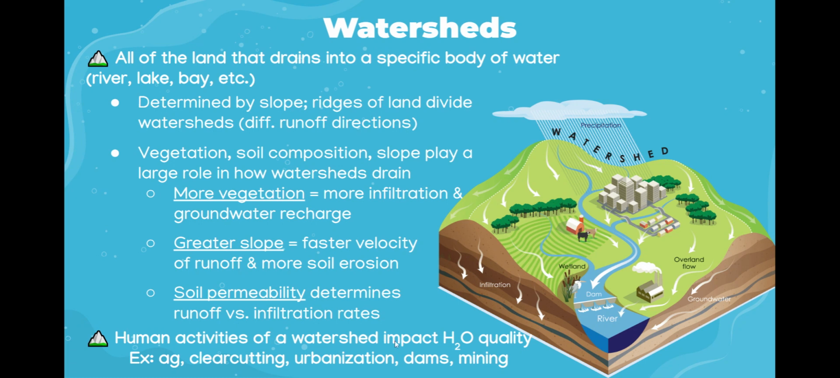So human activities in a watershed impact water quality: agriculture, clear cutting, urbanization, dams, mining. Okay. We're going to get more into how dams impact this in our next unit, but we have talked about agricultural impacts, clear cutting, the permanent removal of trees, urbanization was in our last unit, and mining was in our last unit.